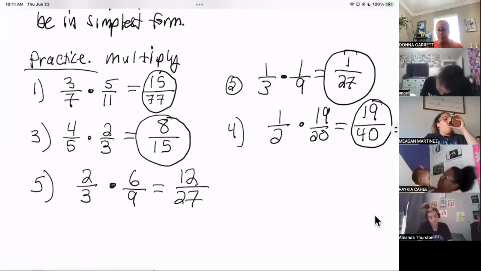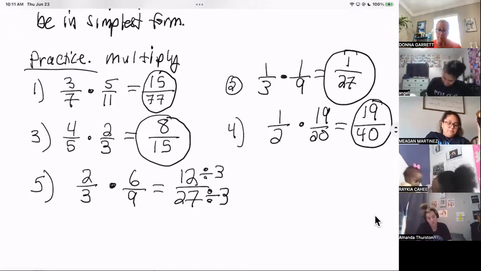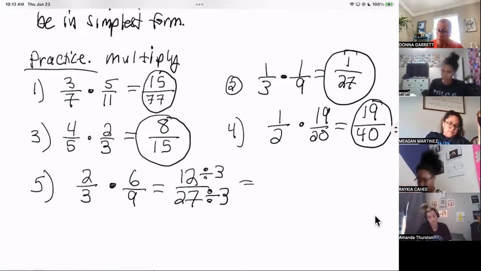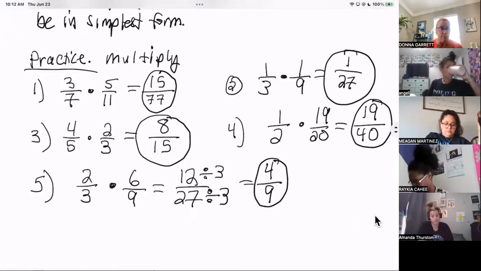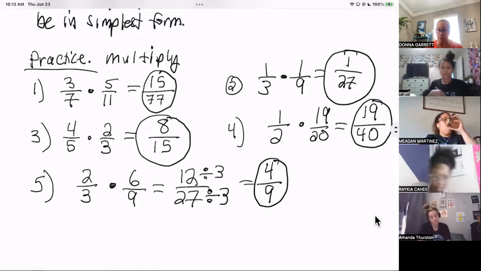I can simplify this. So I could divide both of them by 3, and you always have to simplify your fraction. If I divide by 3, I get 12 divided by 3 is 4. 27 divided by 3 is 9. And this is my simplified fraction. I would say probably a majority of the time, you're going to have to simplify your fractions. Usually they come out non-simplified.